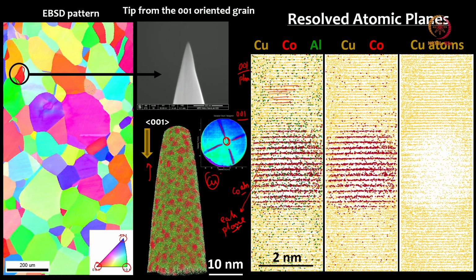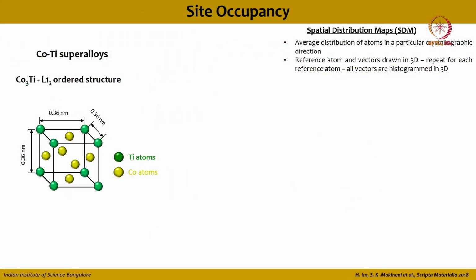Okay, so this is how powerful it is, these SDM maps, which we can use to reconstruct the atomic planes and get the composition of those atomic planes. Okay, so one more example. It's very useful to understand the site occupancy.